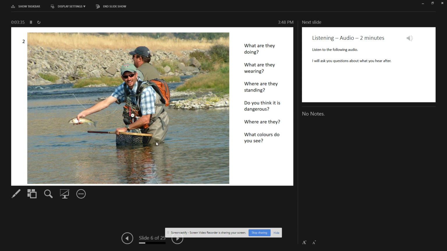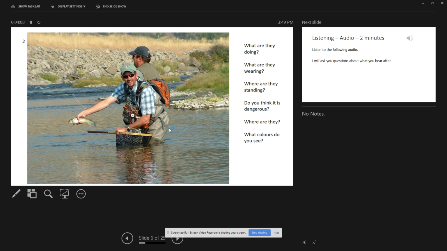They've got sunglasses. They've got, looks like wading pants, which stops them getting wet. Where are they standing? Well, they're standing in the water itself, whereas the others were actually sitting on top of sticks. Do you think it's dangerous? Well, it doesn't look as dangerous as the other one because they're inland, obviously. It looks like a lake and there's no waves crashing. Where are they? Well, they're probably in a lake, and it's probably somewhere like Canada or America.